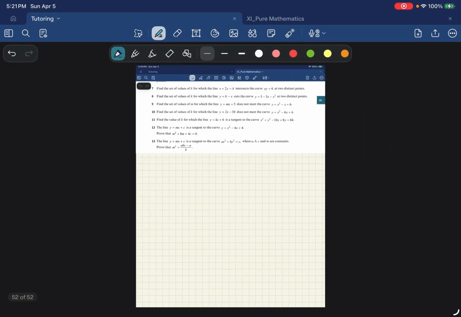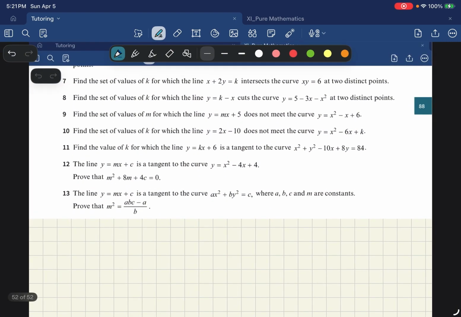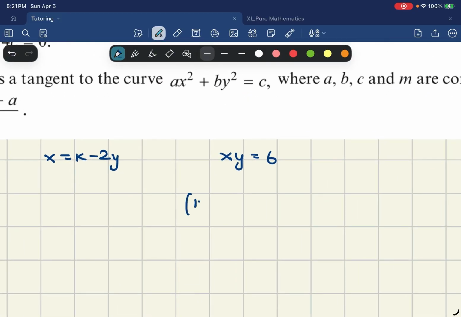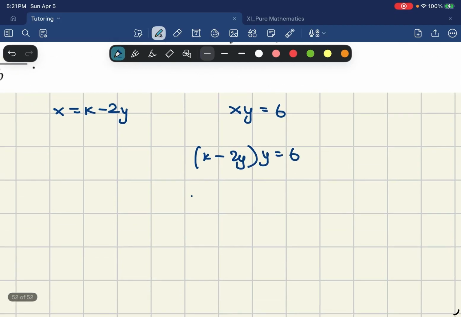So we move on to 7. Find the set of values of k for which this line intersects the curve at two distinct points. So I can just substitute the information here, right? From this equation, I get x is equal to k minus 2y. So that is the information I get from the first equation. And my second equation is xy is equal to 6. So I can say k minus 2y times y is equal to 6. So ky minus 2y squared is equal to 6.